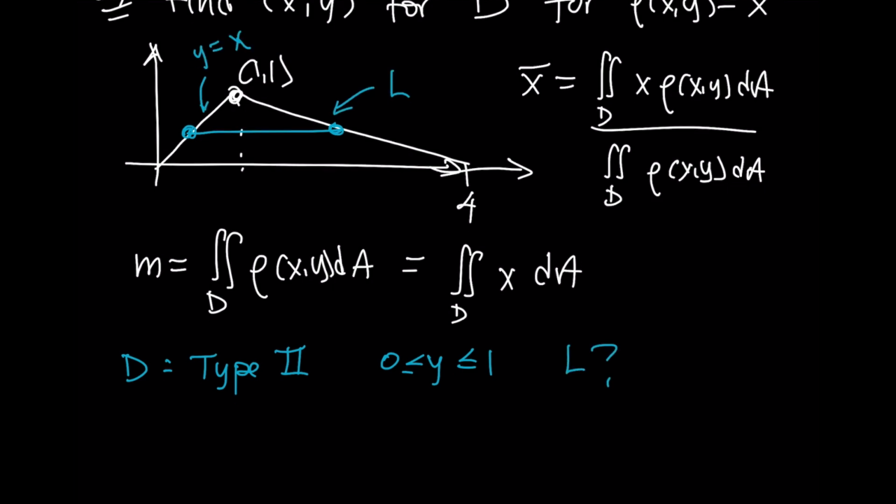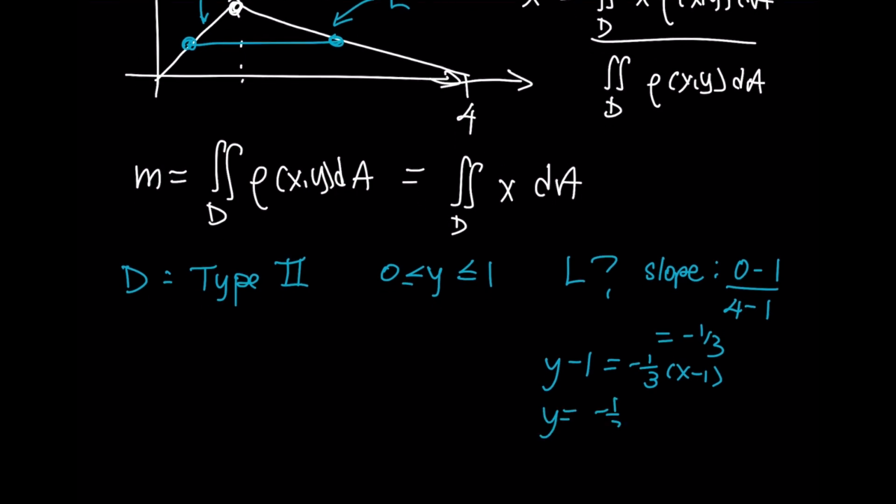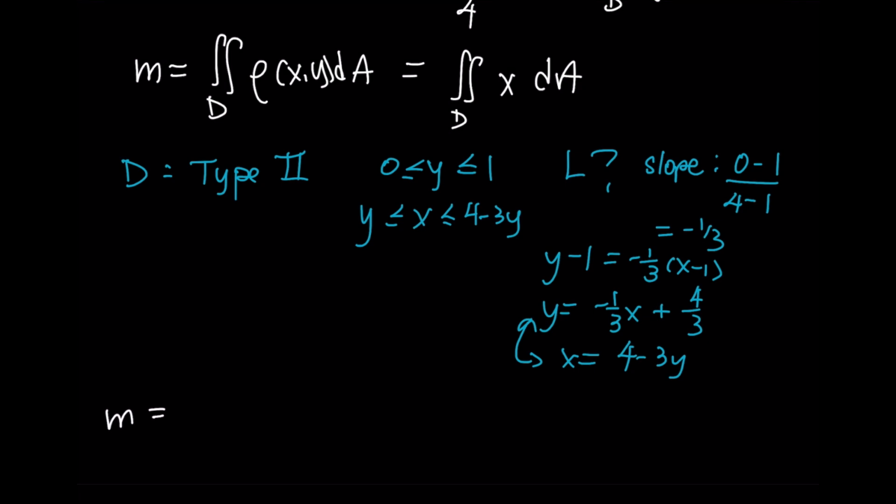The line L has a slope of (0 minus 1) over (4 minus 1), which is negative 1/3. So this line is y minus 1 equals negative 1/3 times (x minus 1). Or if you were to simplify that, y is negative 1/3 x plus 4/3, which you could then rearrange as x is 4 minus 3y. So the equation here tells us that the x limit goes from y to 4 minus 3y. So if we wanted to calculate the mass, it's going to be a double integral, 0 to 1, y to 4 minus 3y, of x dx dy.